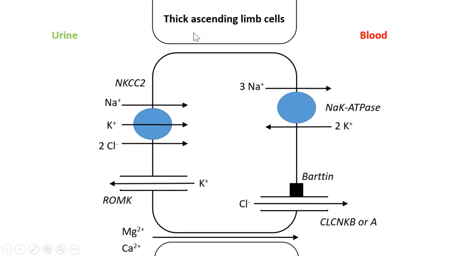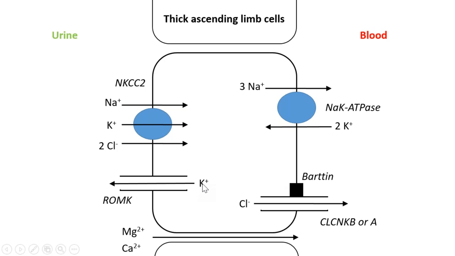So what I'm showing you here is a cell in the thick ascending limb, and this is a very important co-transporter of sodium, potassium and chloride, and this facilitates the uptake from the tubule into the basolateral part, into the bloodstream, the reabsorption of sodium, potassium and chloride. And this is a transporter which needs all of these to coincide and be transported together. The rate limiting step of this transporter, the thing that slows it down, is a deficiency of potassium in the tubule. So this is why we have this particular channel here called the ROMK channel.